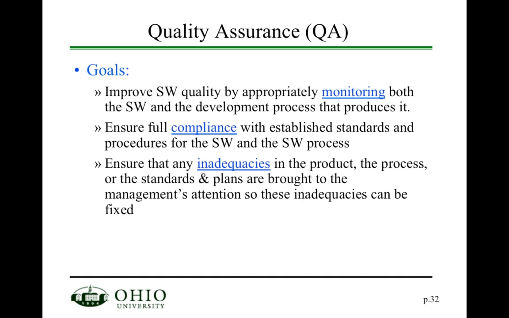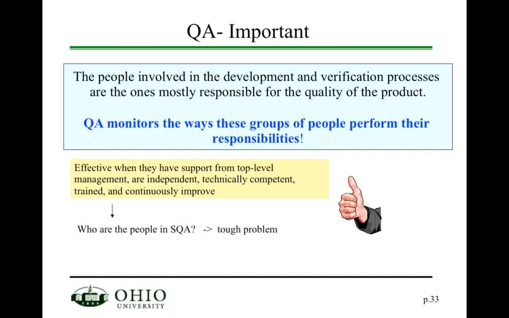Furthermore, software quality people need to ensure that all inadequacies in the product, the process, and the standards are identified and brought to management's attention. So it's very important for the quality assurance people that they are backed up by the management. The people involved in the development and verification process are the ones most responsible for the quality of the product. It's just that QA, quality assurance, monitors the ways these groups perform their responsibility.